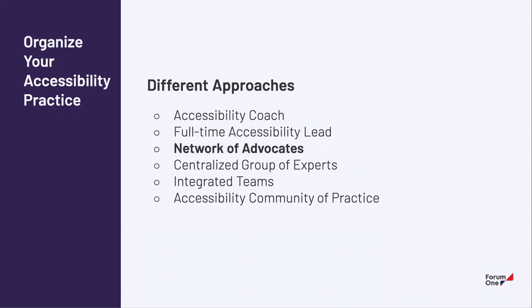Which leads me to the next one, which is a network of advocates. This is incidentally how we started at Forum One. This was probably our practice maybe 5-6 years ago, when we developed it. A network of advocates is basically the grassroots approach to organizing. It's self-organizing. You have a bunch of different people that are interested in accessibility. They're excited about it, and they implement it. They realize there are other people in the organization that are too. And you get together and chat about whatever projects you're working on, whatever service you're building. You're thinking about accessibility, spreading the good word about accessibility. And this can really scale up as your organization grows and you try to get more people involved, more people excited, and really think this through.